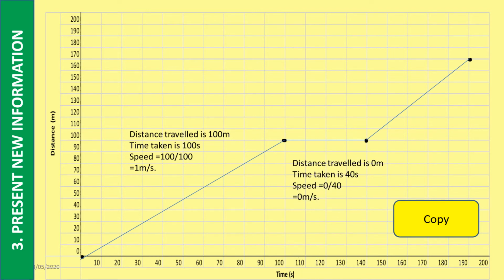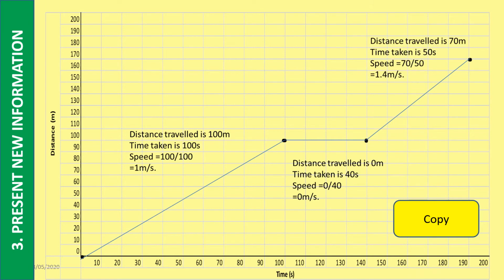For the second part of the journey, the time is increasing, but the distance traveled isn't. However, speed equals distance divided by time. The distance is 0, the time is 40 seconds. That gives you an answer of 0. The person is not moving.